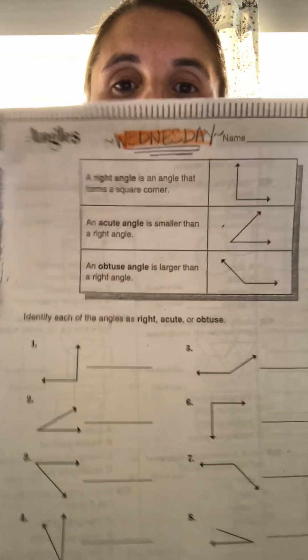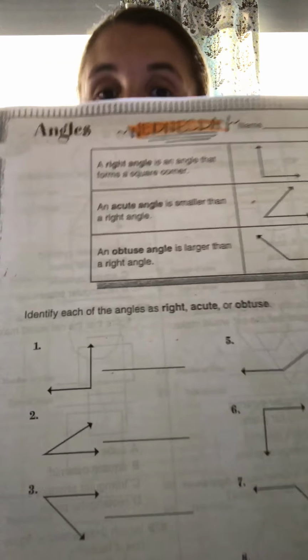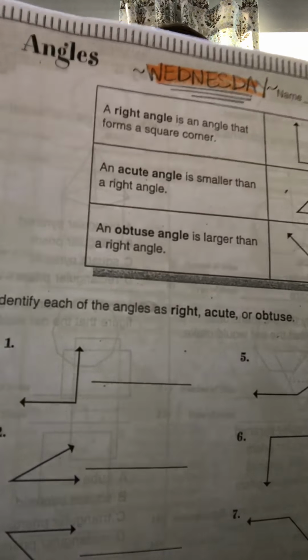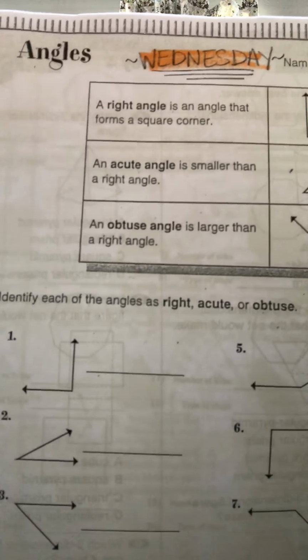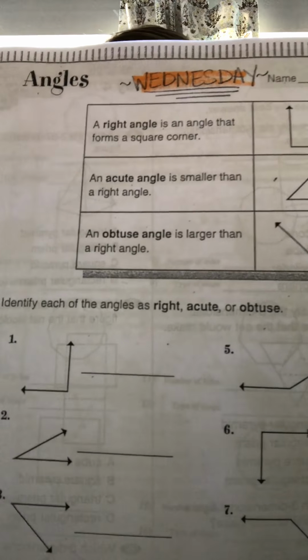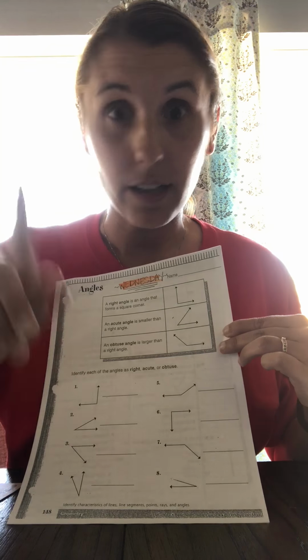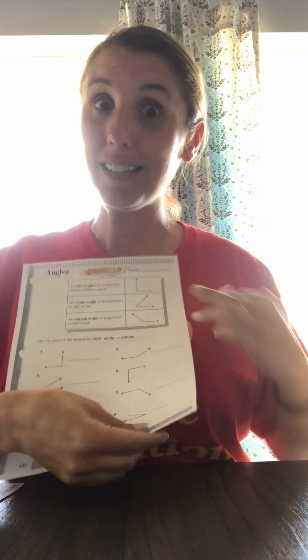Okay, so first page we have here. It has kind of a review. It lets you remember again, right angle, acute angle, obtuse. On this first page, all you're gonna do is identify them as right, acute, or obtuse, right? So remember that little trick that I showed you.